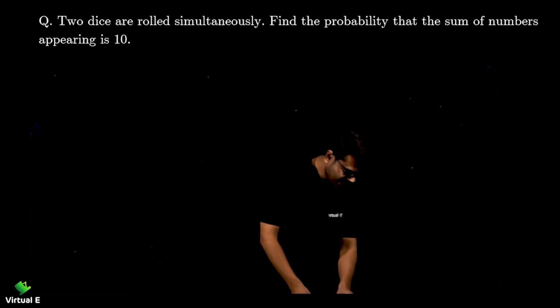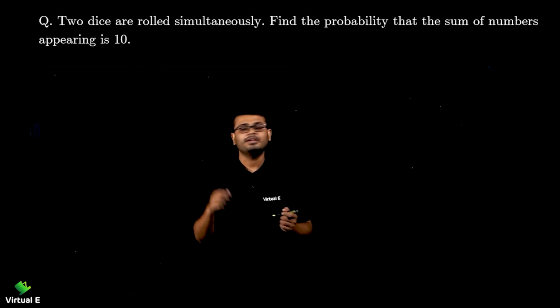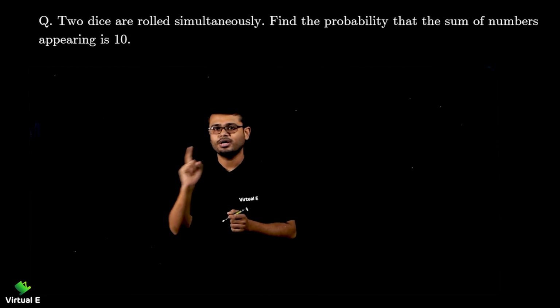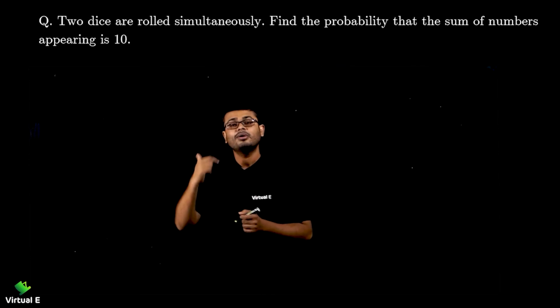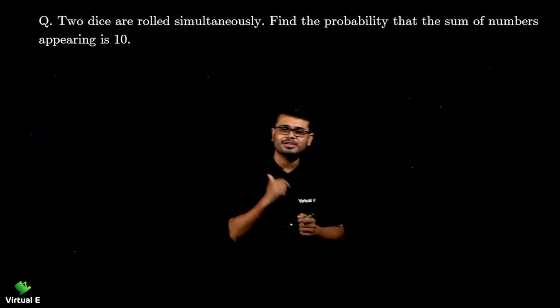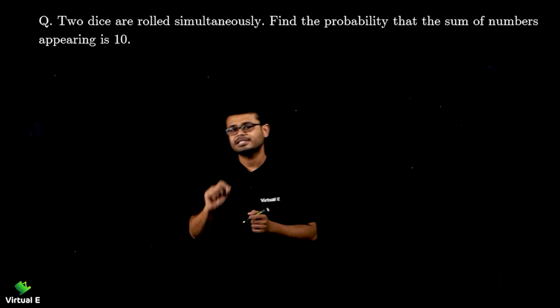Very interesting here: when we talk about one die, we get the outcomes 1, 2, 3, 4, 5, 6. But what about when we throw two dice together? Are we going to get 12? 6 plus 6, 12? No, that's incorrect.